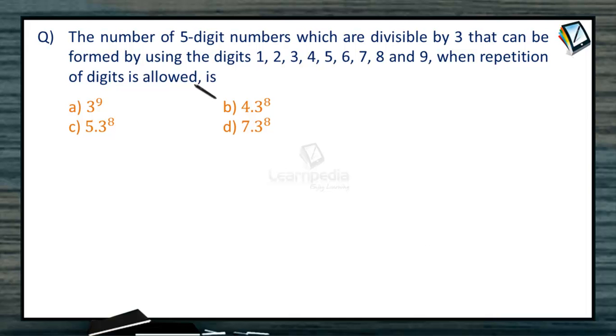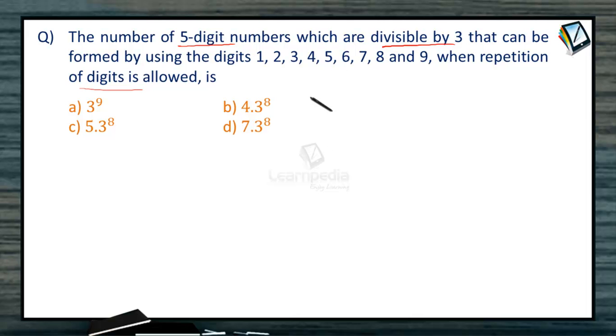Now understand this question. The number of 5-digit numbers which are divisible by 3 that can be formed using the numbers 1, 2, 3, 4, 5, 6, 7, 8 and 9 when repetition of the digits is allowed. This is more important for us. And the 5-digit number must be divisible by 3 and the number must be a 5-digit number.